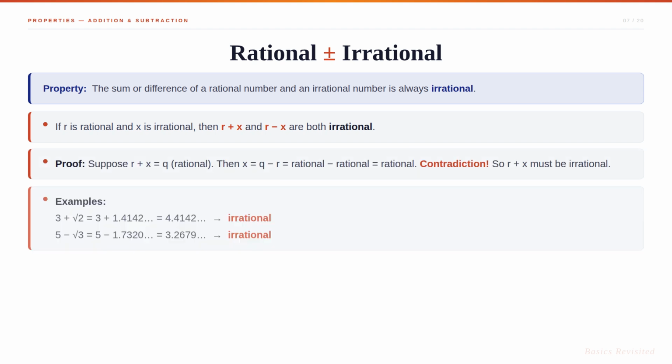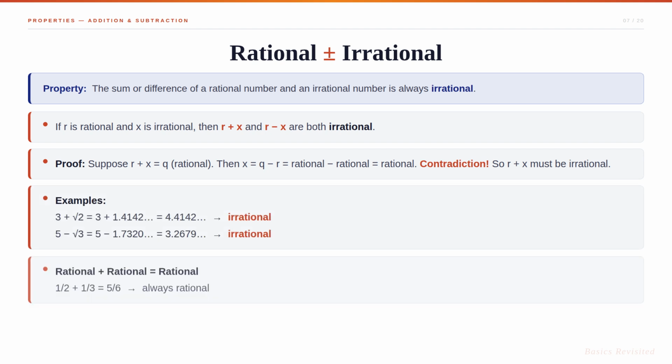Examples: 3 plus root 2 equals 4.4142. Irrational. 5 minus root 3 equals 3.2679. Irrational. Note: rational plus rational is always rational. 1/2 plus 1/3 equals 5/6. Always rational.